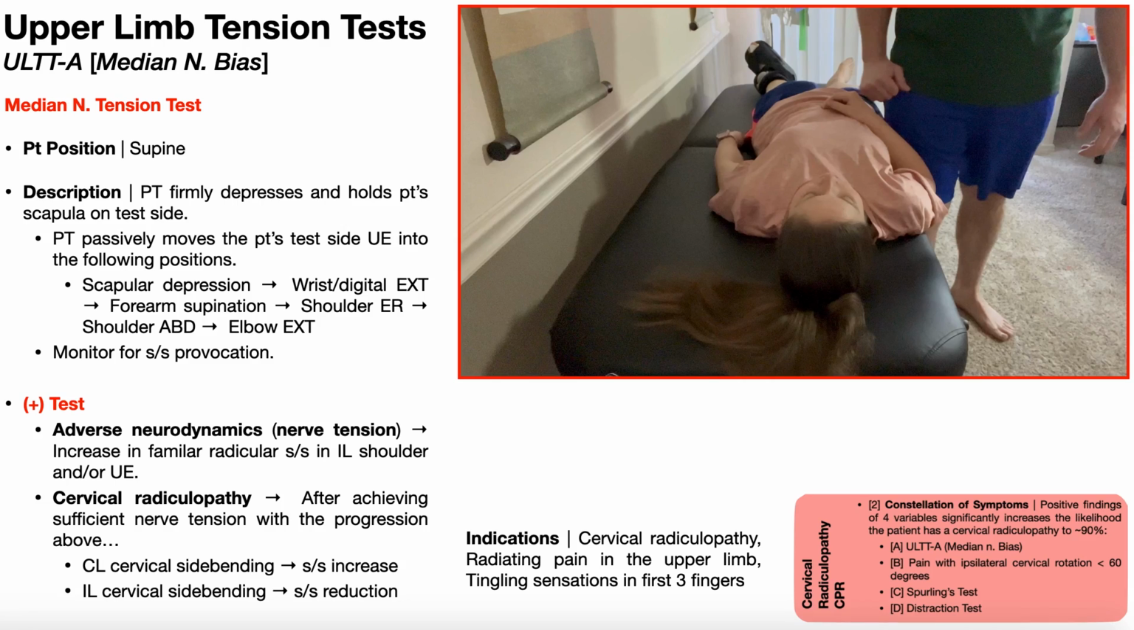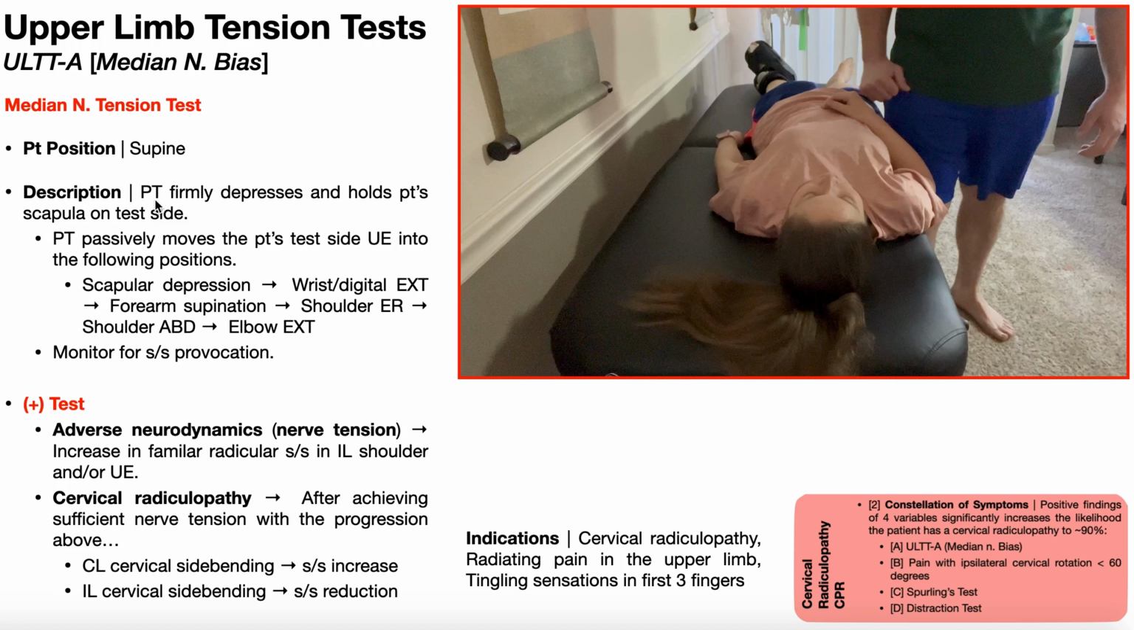The first special test within the cervical radiculopathy clinical prediction rule is the upper limb tension test A, sometimes called upper limb tension test 1. And it's the ULTT with the median nerve bias. So sometimes it's just called the median nerve tension test. The patient's going to be in supine, as you see right here, and you need to be positioned on the test side. So I'm going to be testing her right upper extremity, so therefore I need to be on that side.